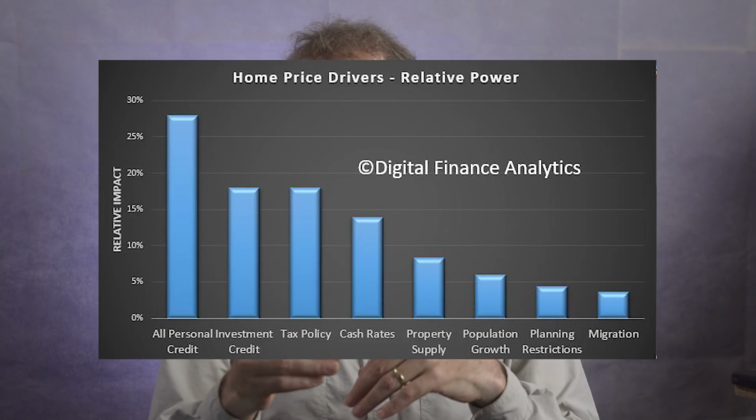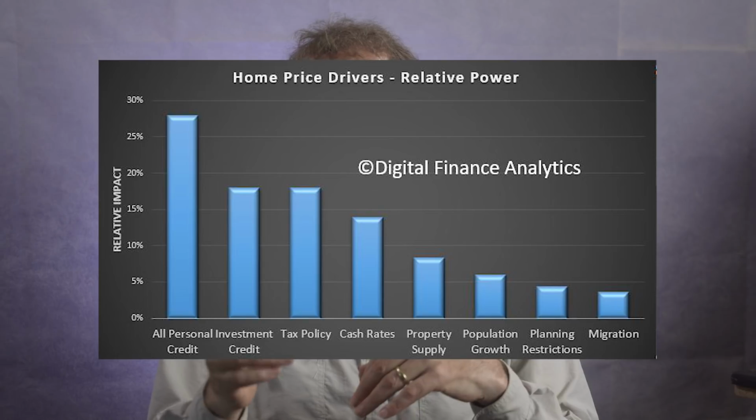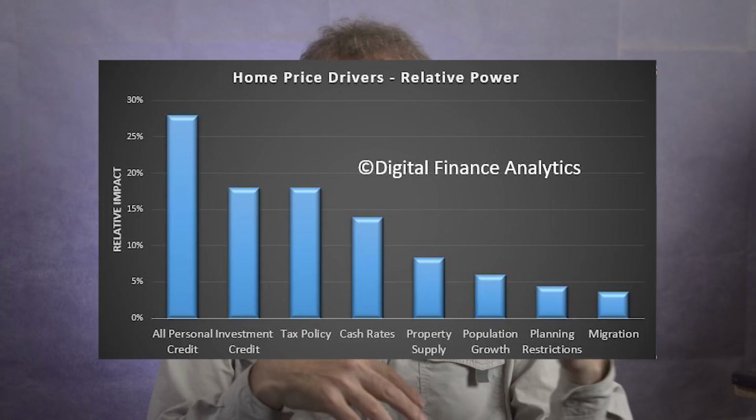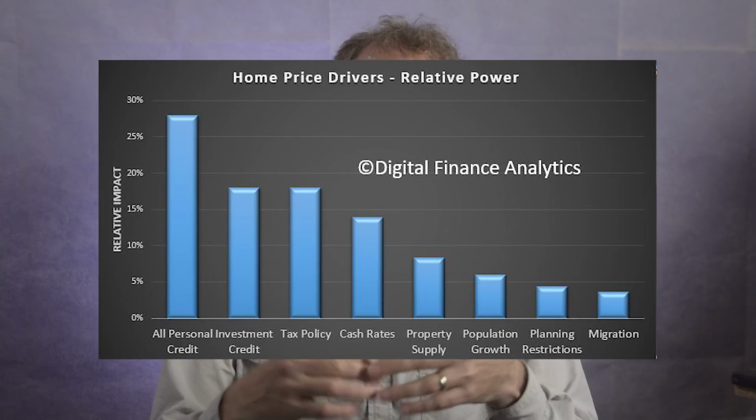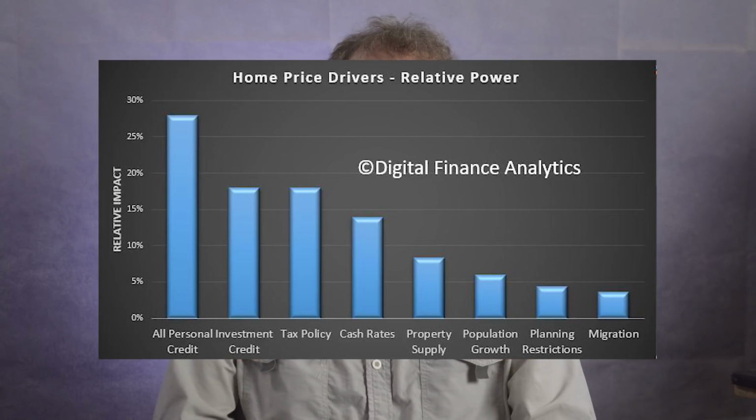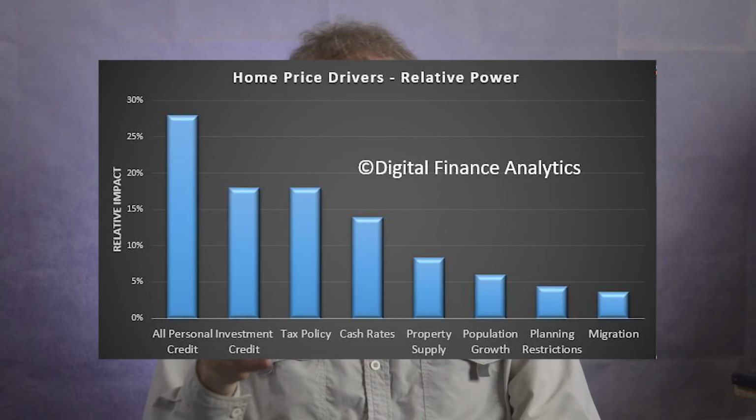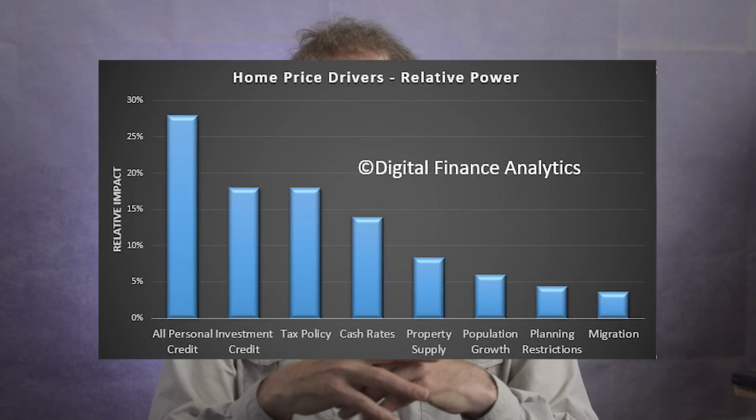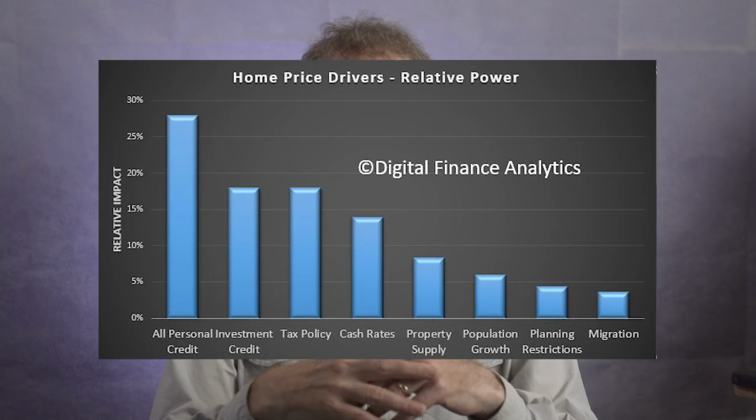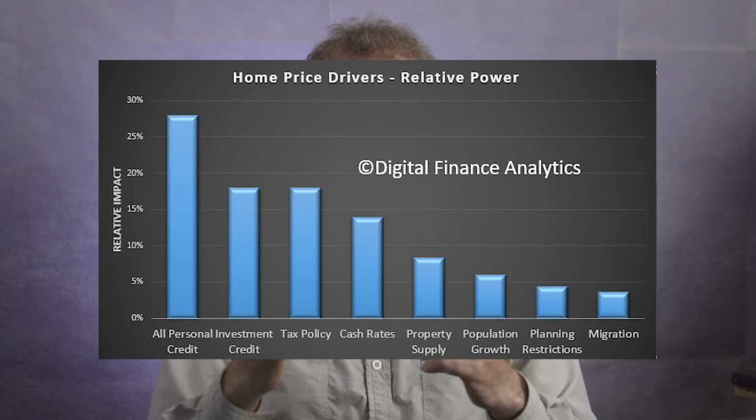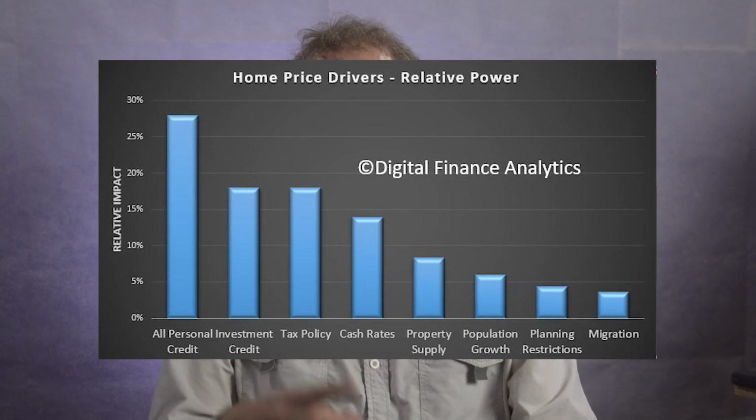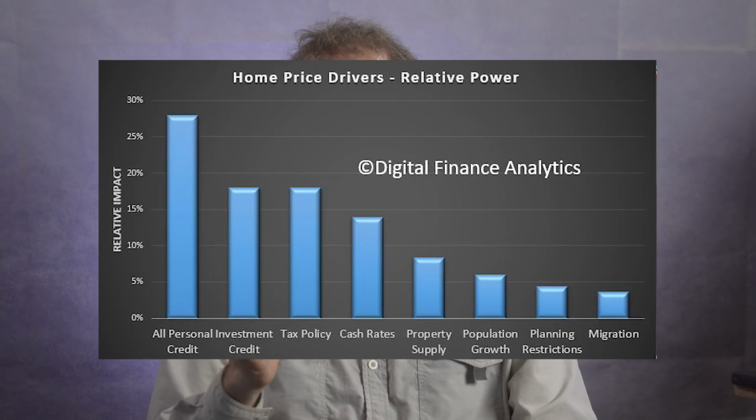The other factors, the ones which are spoken about the most, property supply, population growth, planning restrictions, and migration, together make up just 22% of total impact. Or in other words, without addressing the credit elephant in the room, tax policy and interest rates, the chances of taming prices is low. First-time buyer incentives measured less than 1%.